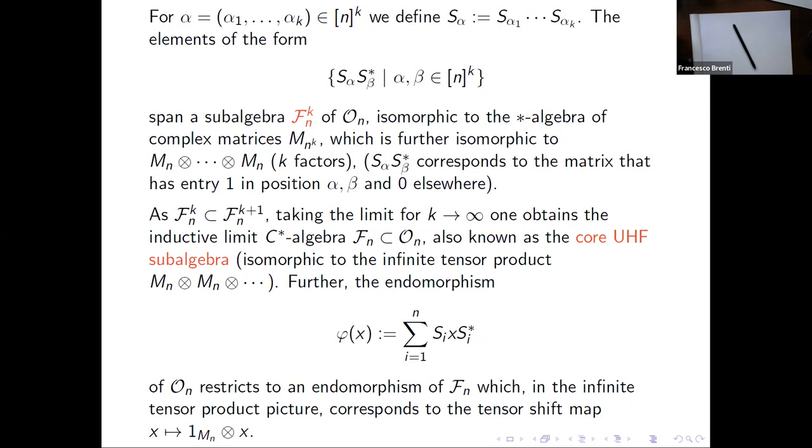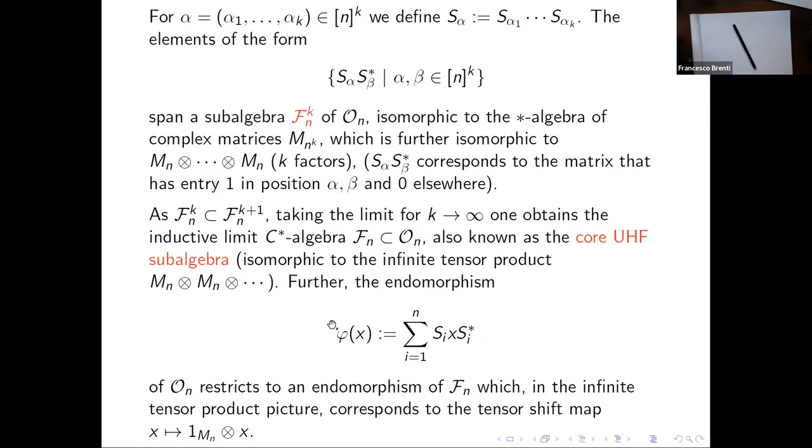So you have this subalgebra isomorphic to matrices of size n to the k. n is fixed, but k goes from 1 to infinity. So these subalgebras are in a natural way one inside the other, because you can multiply by 1 and the degree formally goes up by 1. So you can take the limit and you get the inductive limit algebra, which is called Fn, known as the core UHF subalgebra, which is isomorphic to the tensor product of Mn with itself. Infinitely many copies.